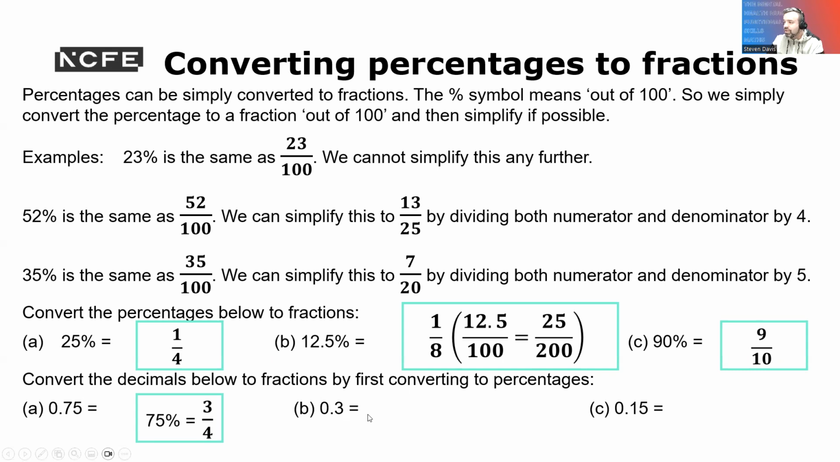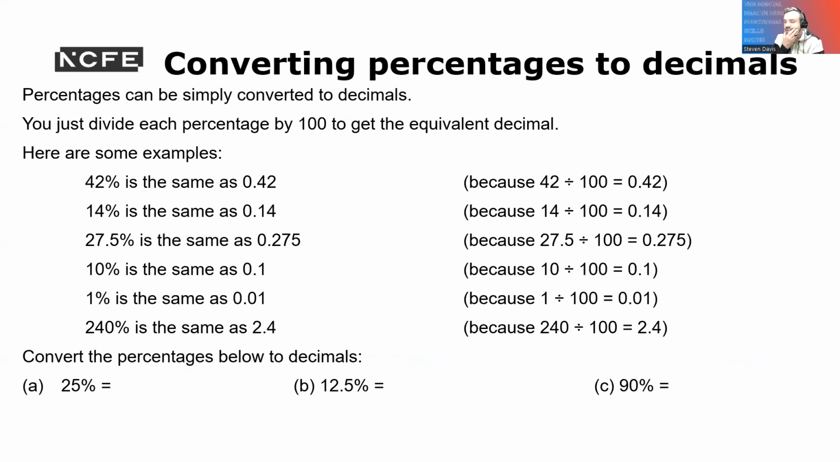0.3 is 30%. So that equals a 1/3. And then 0.15 is 75%. So that's 3/20. Good.